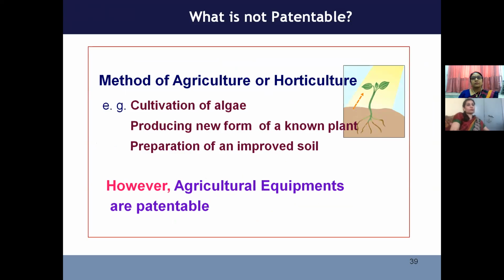Method of agriculture or horticulture, any kinds of methods related to agriculture or horticulture are not patentable, because there is another act called as Protection of Plant Varieties and Farmers' Rights. These kind of inventions are covered by this act, Protection of Plant Varieties and Farmers' Rights. Whereas in America, there is a system called as plant patents. They have a system called as plant patents. But in India, any methods related to agriculture and horticulture are not patentable. But the equipments used for these processes can be patentable.